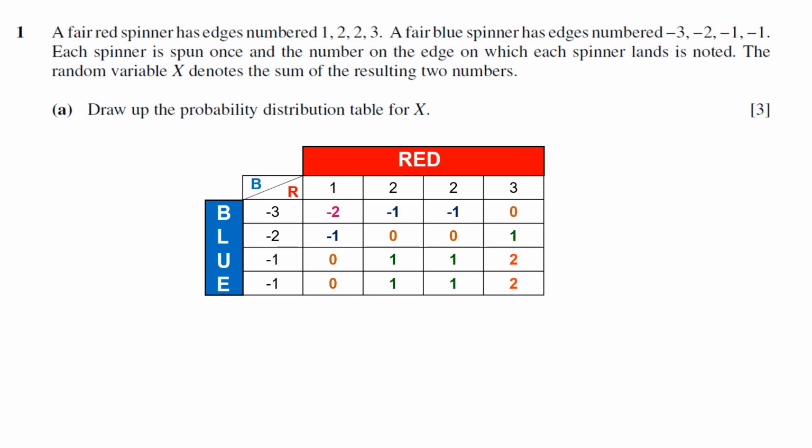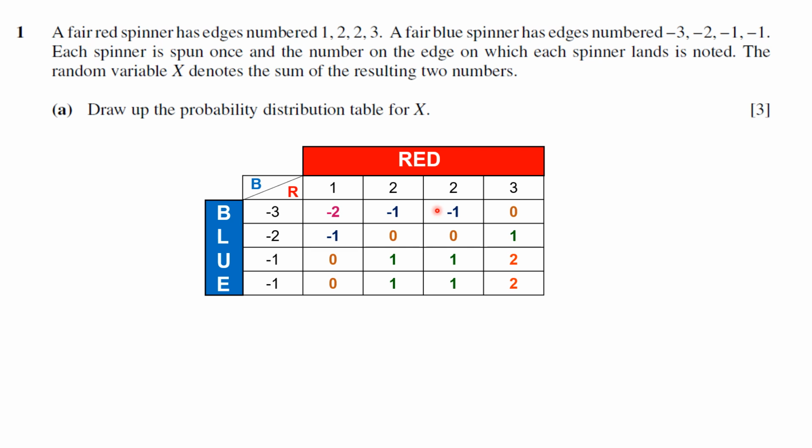In order to calculate the probability, we're going to count the number of occurrences of the number divided by the total number of outcomes. For example, if you look at -1, we can see that there are 3 occurrences in this table. So this means that the probability of getting a total of -1 is going to be 3 over 16.